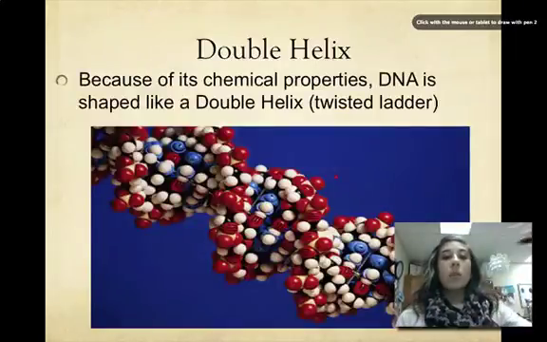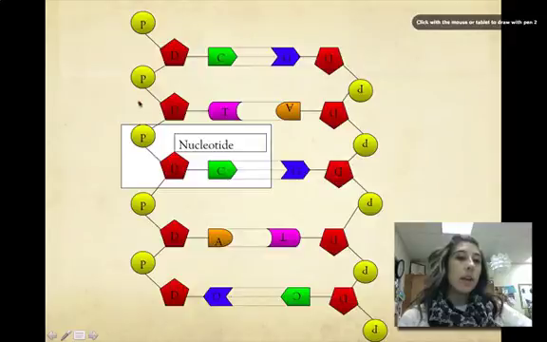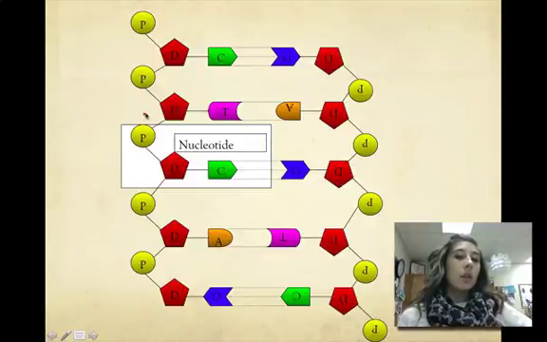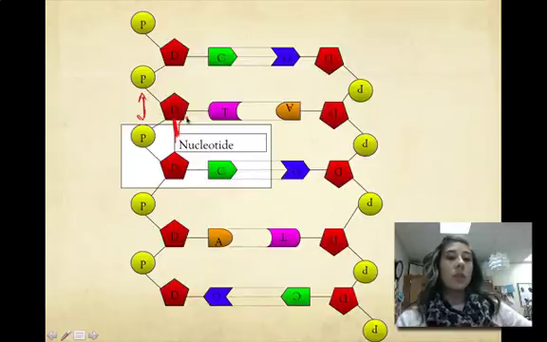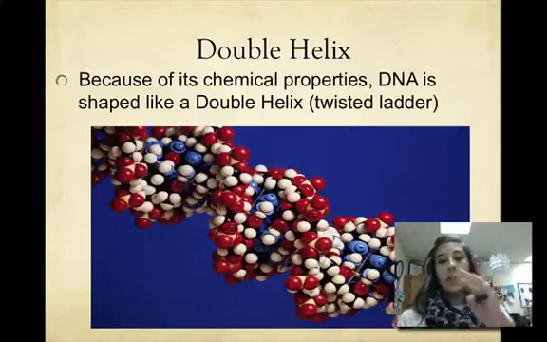So that twisting, the way that things bond, the attractions that happen between here, these are not going to want to be attracted to each other, so it's going to cause that to shift a little bit. These are not going to want to be attracted to each other, so they'll shift a little bit. And as you keep shifting things, that's how you kind of get this structure. You get that double helix.